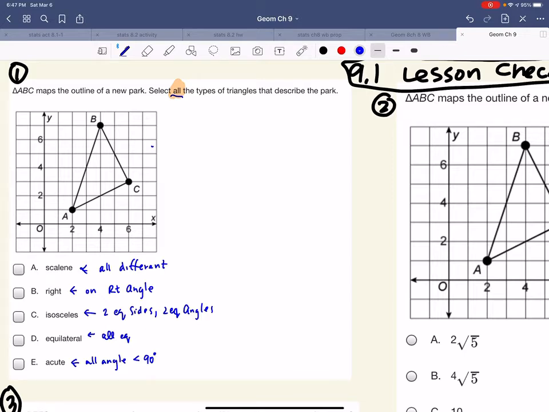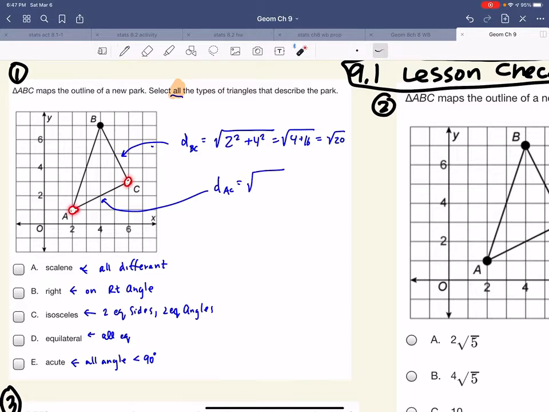So to figure out the lengths, I can find the distance between B and C, right? The distance between B and C is, so it looks like I go over 2, down 4, so that would be 2 and 4. So that distance is the square root of 20. Now what about this distance? So the distance between A and C would be, to get from A to C, I would go over 4, up 2. So 4 and 2. So it looks like I'm getting the same answer. So I'm thinking I'm going to pick isosceles because this other side is a lot longer.